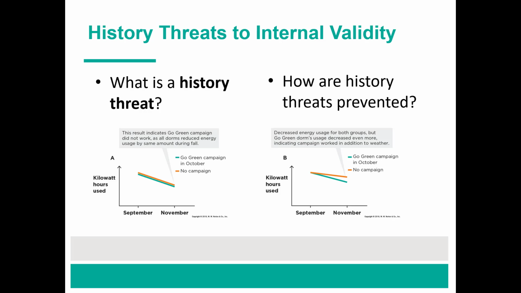The figure on the slide shows two graphs from the Go Green study mentioned in your textbook. In the graph on the left, it appears the experimental and comparison groups both had similar declines in electrical usage from September to November because of the change of seasons. Therefore, it looks like the Go Green campaign didn't actually have an effect. However, in the graph on the right, you can see that the treatment group decreased its usage more than the comparison group. Thus, we can rule out the history threat and conclude that it was the treatment that caused the decrease.